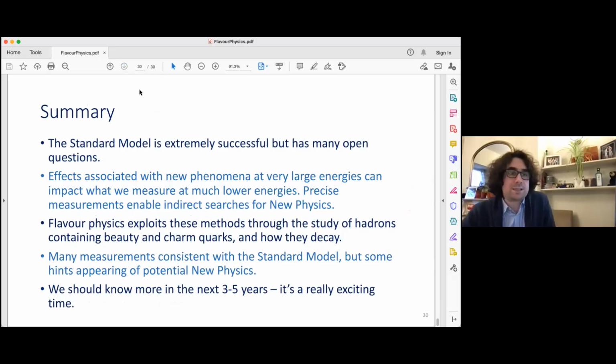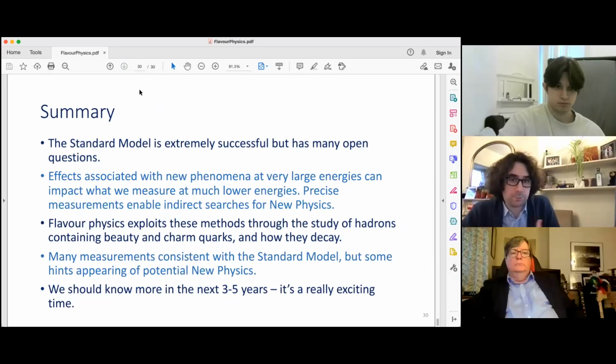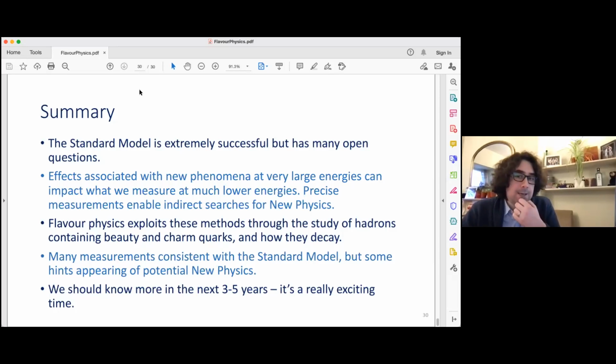So just to summarize where we stand in terms of the field from my perspective, the standard model is extremely successful, but has many open questions. We're able to measure very, very high energy phenomena at much lower energies using precise measurements of quantities that are very well predicted within the standard model. And indeed, this enables indirect searches for new physics phenomena. It's quark flavor physics that exploits these methods, and it does this through the study of hadrons that contain beauty and charm quarks and how they decay.